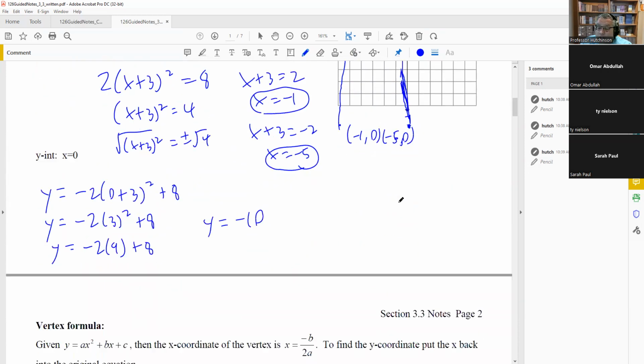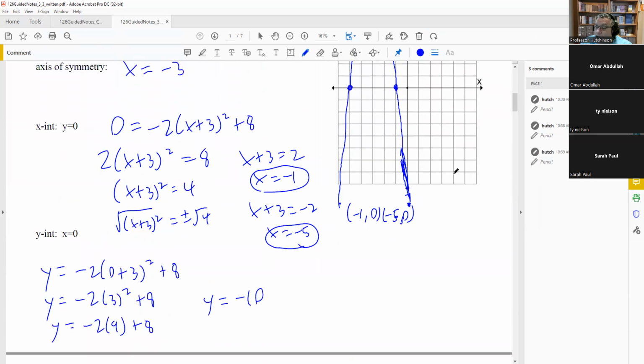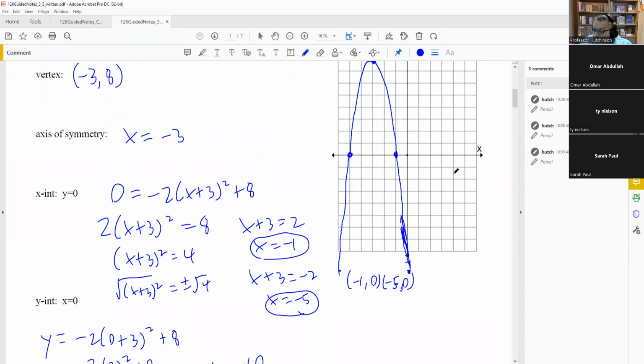Now, another thing it'll ask you for, on this question I didn't ask it here, but some of the questions in the homework ask for the domain and the range. So let's do that on here as well. Now, domain is talking about the x values that the graph uses.